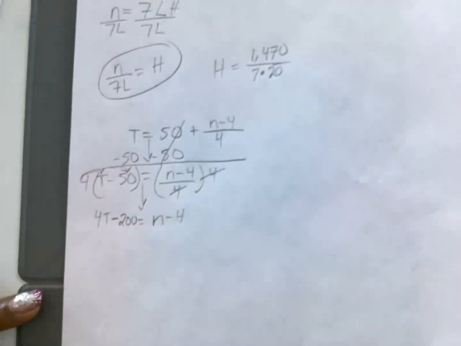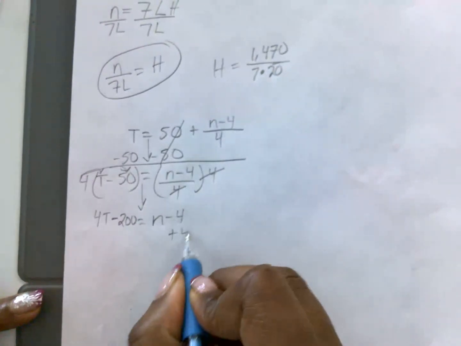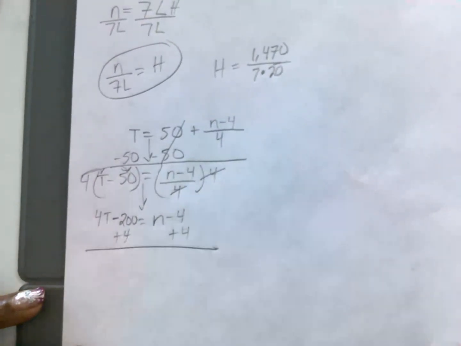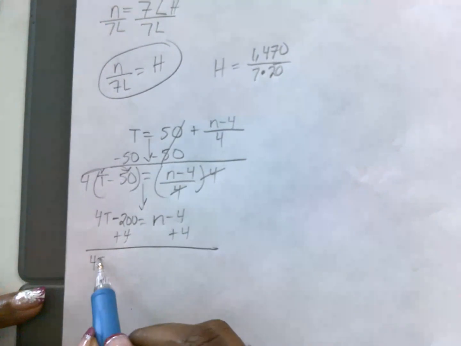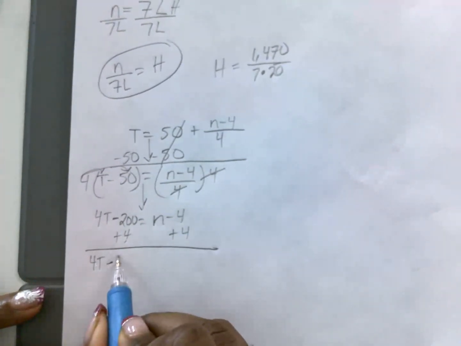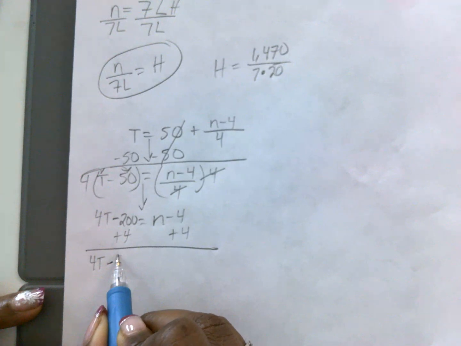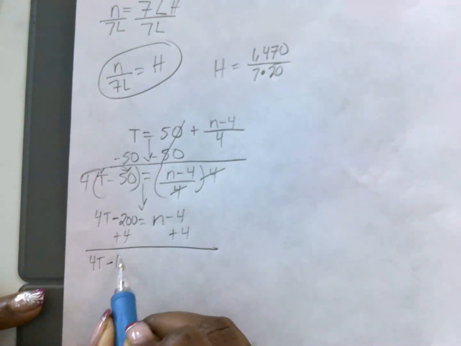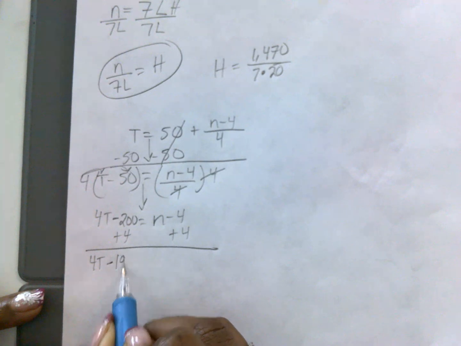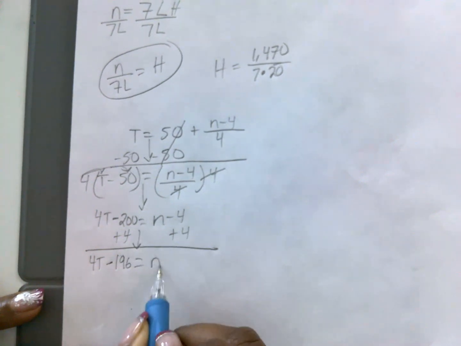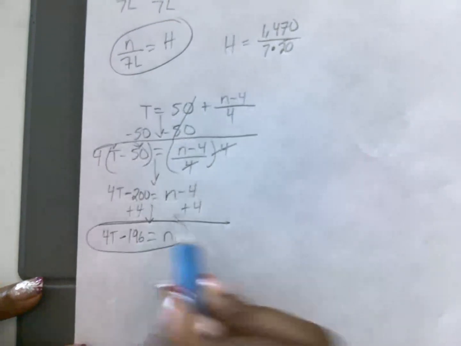Now what are we going to do to get N by itself? Add 4. So what does that give me on this side? 4T minus what? 296? No, not 296. Say again. Negative 196. That's okay.